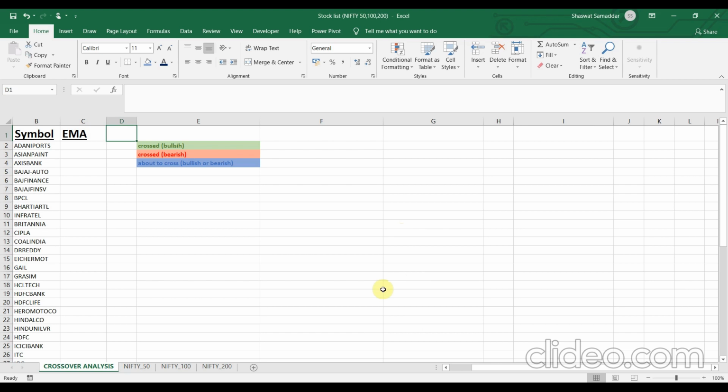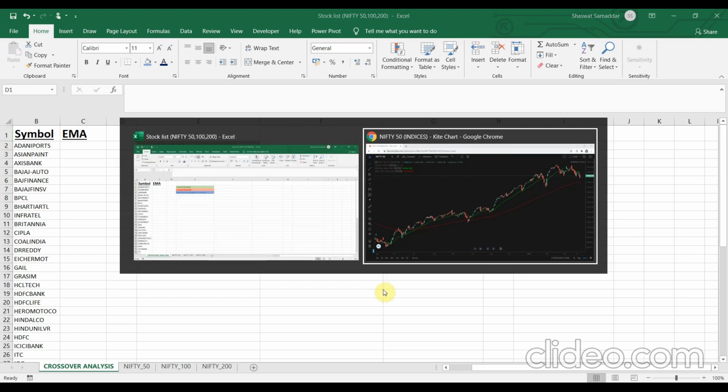So, now you can see my Excel sheet. This just contains the name of the stocks in the Nifty 50 and some color coding is there, which I will explain in a bit. Before that, let me go to the Kite platform and show you how I will be doing the analysis.